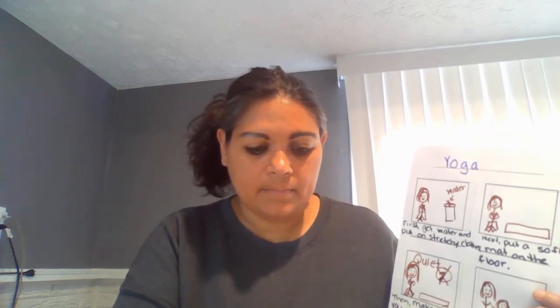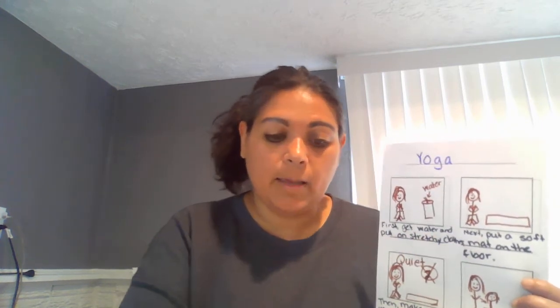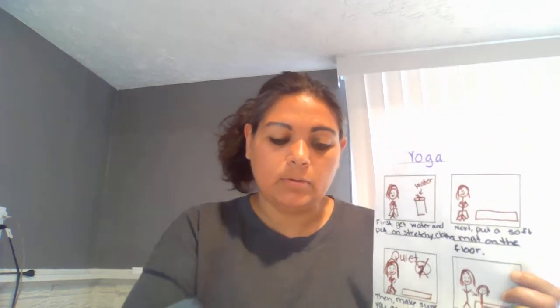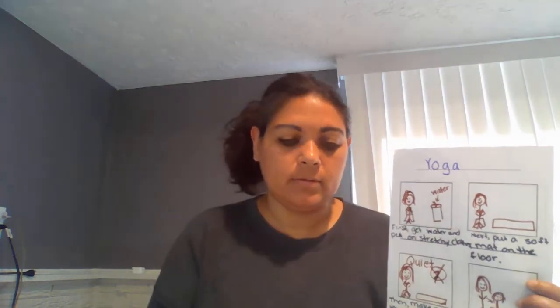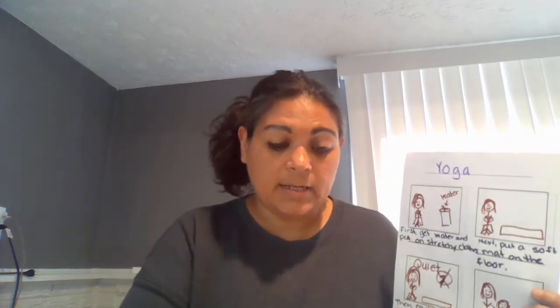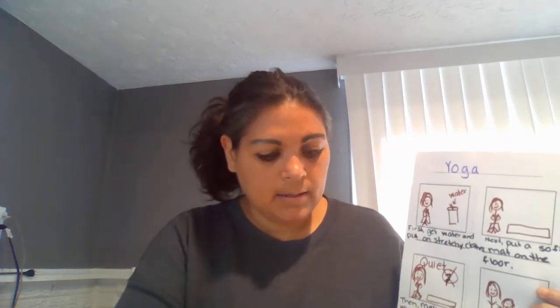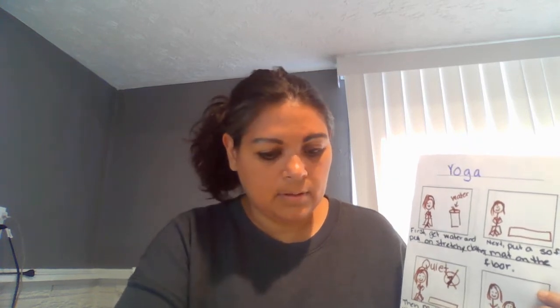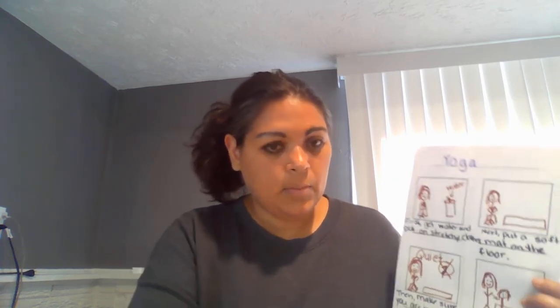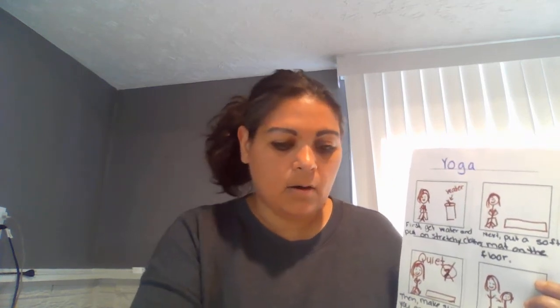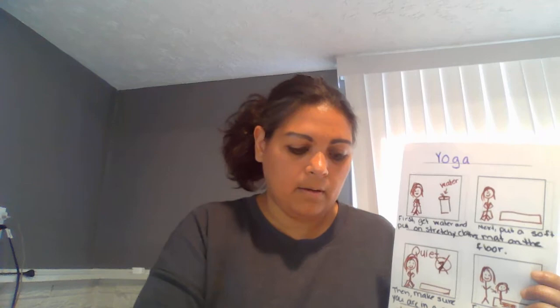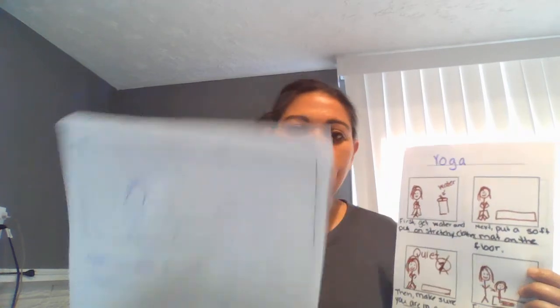And the mat. And I do notice I did not label my mat, and I'm going to label it in my picture. All right, and I'm going to now begin writing next. Put a soft mat on the floor. Okay? So I'm just transferring, we call it word for word. Okay, next.